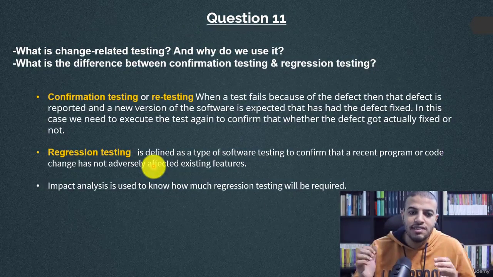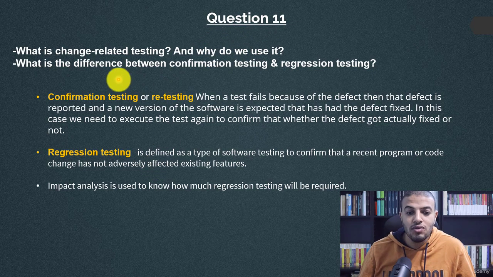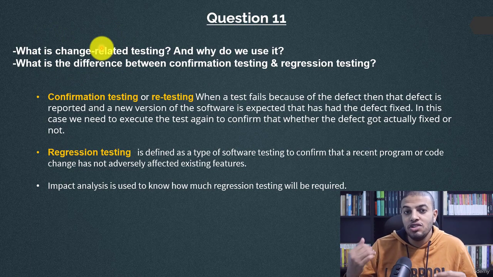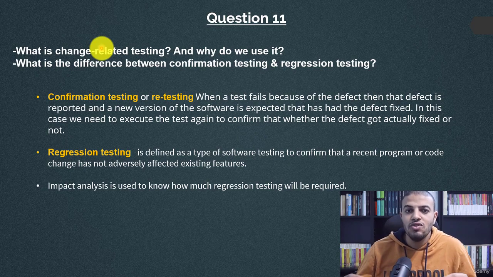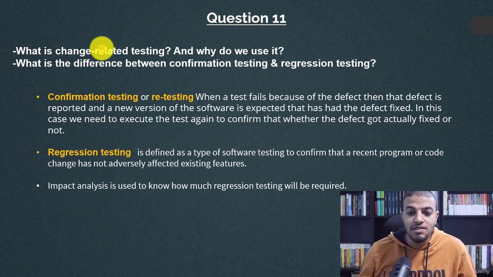The next question says, what is change-related testing and why do we use it? Or what is the difference between confirmation testing and regression testing? It can come in 2 ways. So if he asks you about change-related testing, we can say that change-related testing is a type of testing that is performed after a change has happened to the software. And the change that happens to the software will require 2 types of testing: confirmation testing or retesting, and regression testing. The first is confirmation testing or retesting.